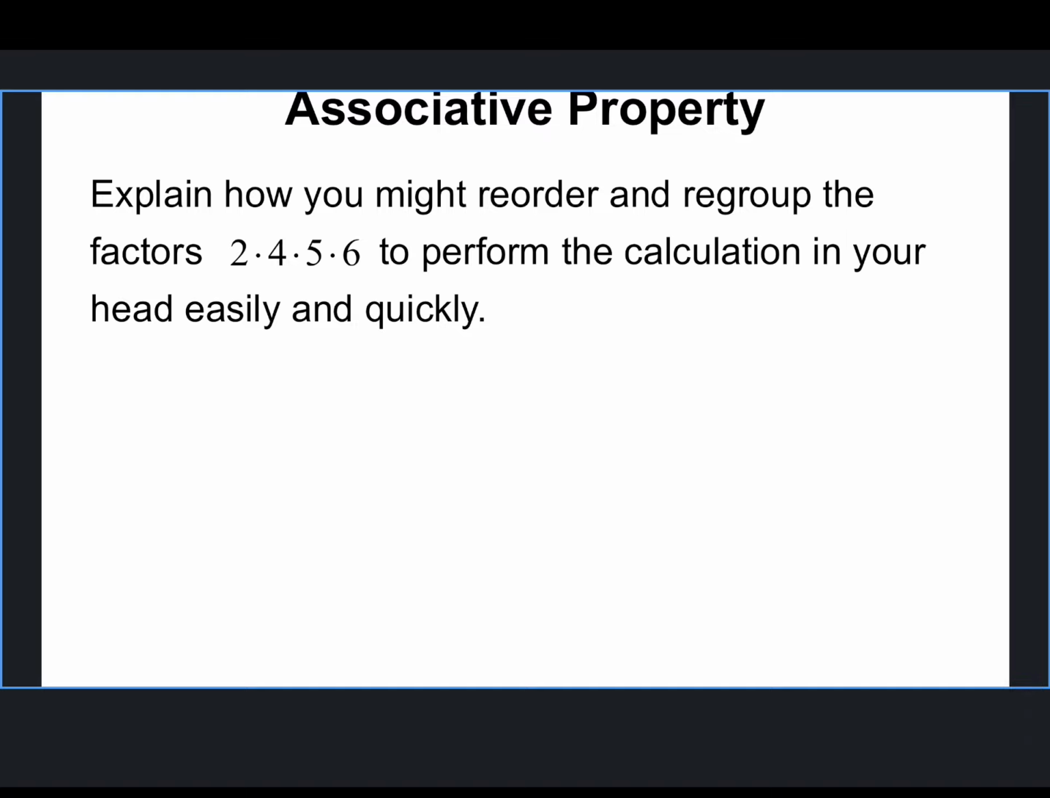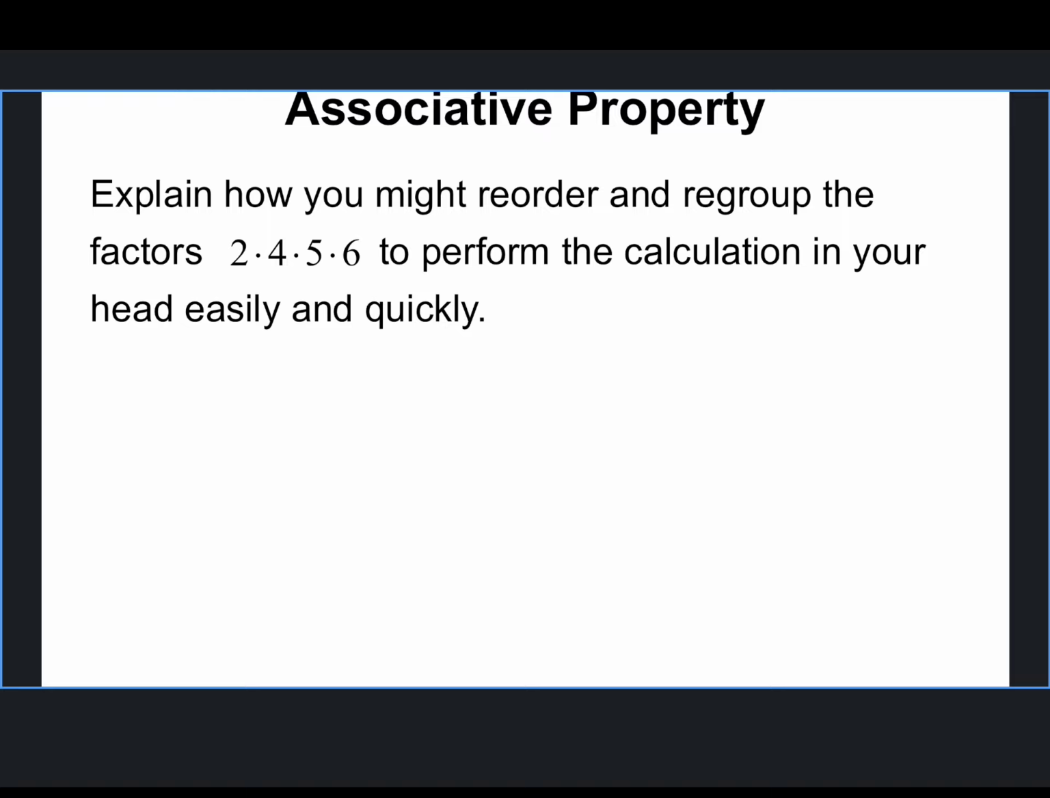Okay. Using the associative property, explain how you might reorder and regroup the factors 2, 4, 5, 6 to perform the calculation in your head easily and quickly. Parentheses would help us do that. 2 and 4 and 5 and 6. Yes, but is there a faster way? 2 times 4, parentheses, times 5.